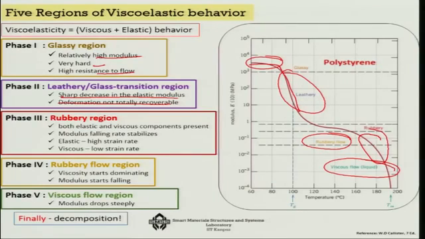Then the rubbery region, where both elastic and viscous components are present. The modulus falling rate has stabilized, with elastic high strain rate and viscous low strain rate. Then you have the rubbery flow region, where the viscosity starts to dominate and the modulus starts to fall again, and you have the viscous flow region, where the modulus drops very steeply. Of course, the final phase is the decomposition.